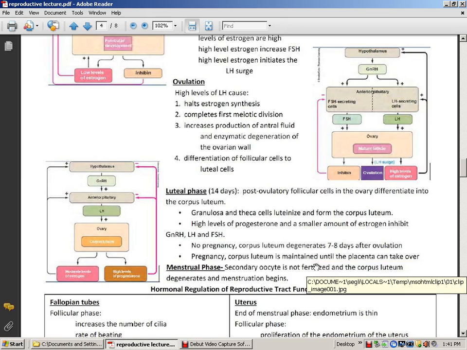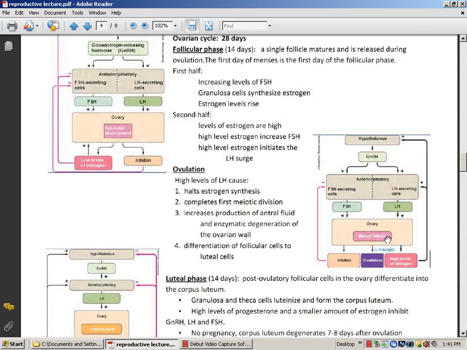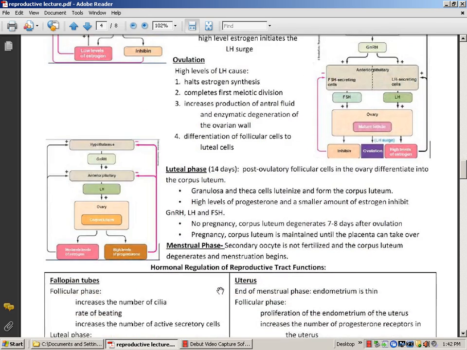She starts softening the lining. At that point, when the lining's soft, if that egg is floating in there, it's just going to get mixed up with the debris and start leaving the body. Right. So watch what's going on with the ovaries and the hormones. But now we're going to shift over.